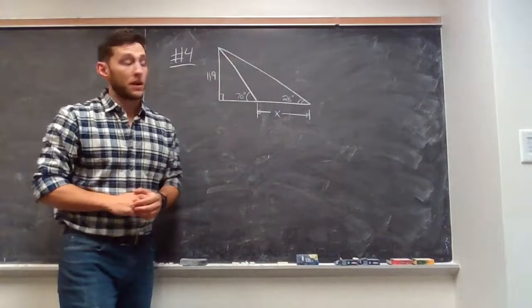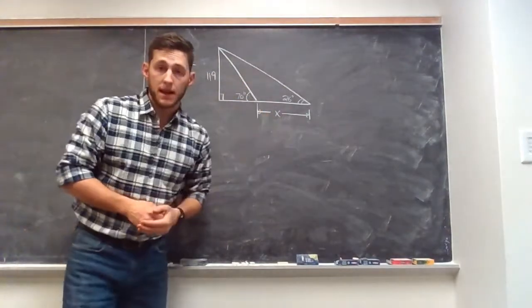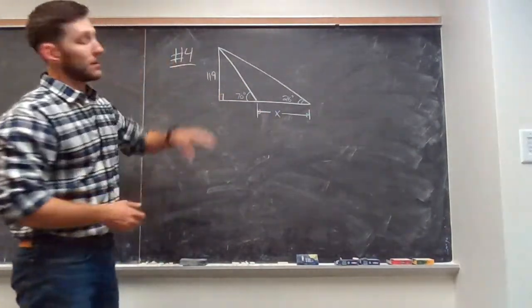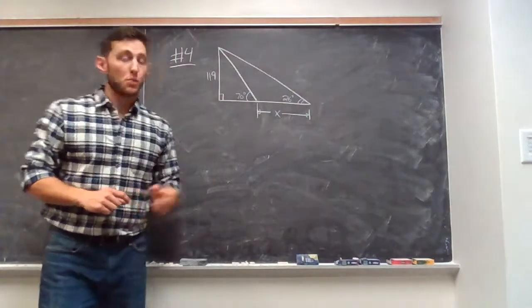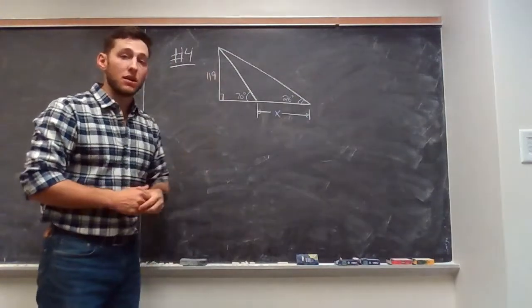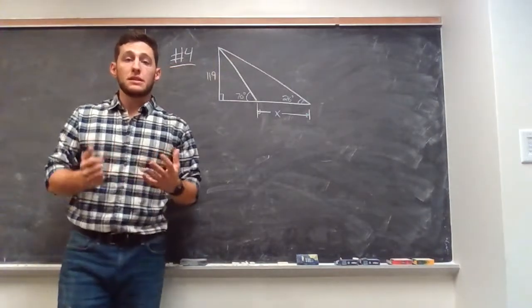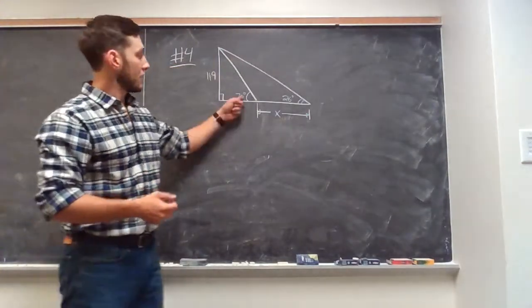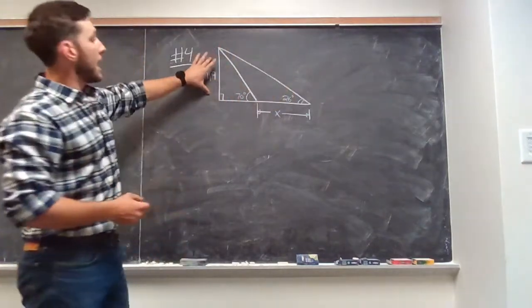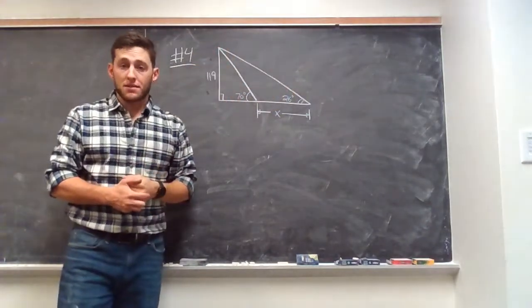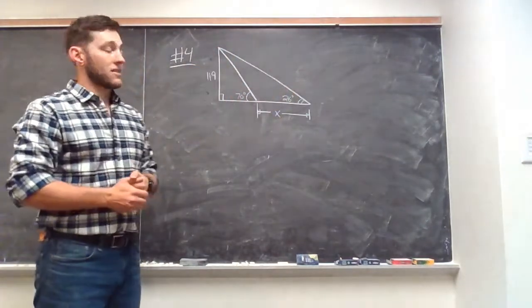All right, number 4 says find X right here. Well, we're given a right triangle. I know the picture's a little confusing. 119 is meant to be the far left side on this leg of the triangle right here. So we need to utilize this information, 70 degrees, 26 degrees, and the opposite side of both of those angles, in order to find X.